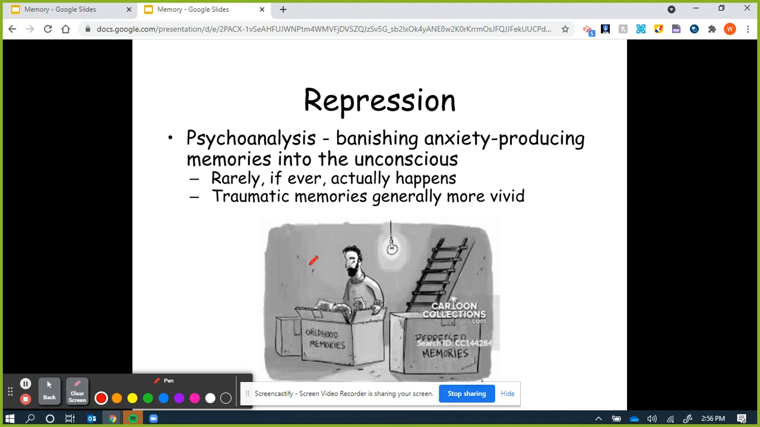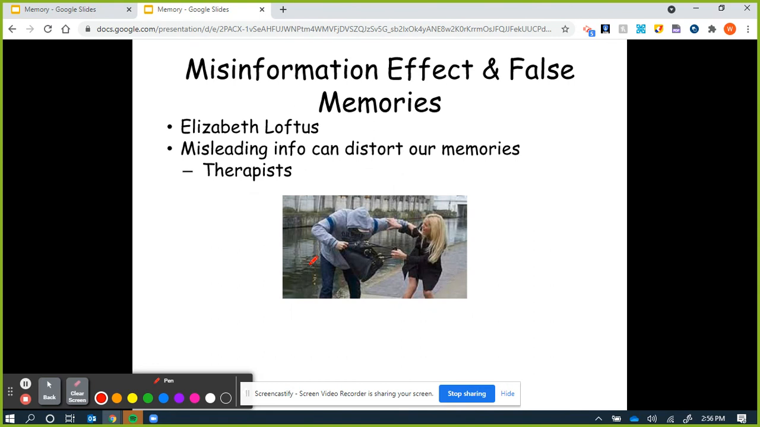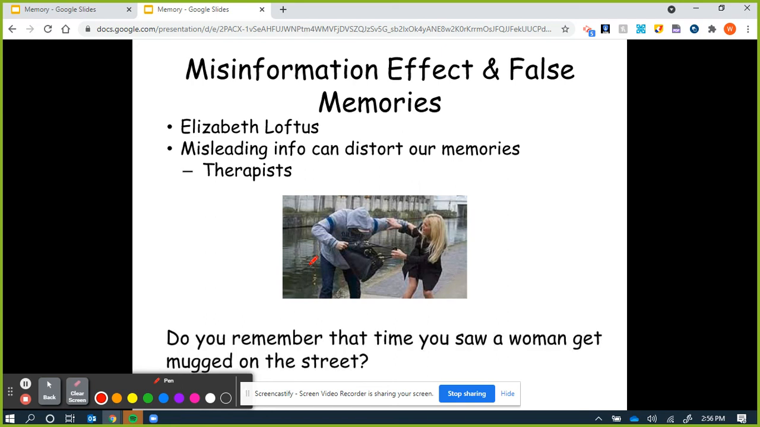All right, we don't need to talk about repression. I think you all know what that is. It's not real, or it's not real in the majority of cases. So, misinformation effect and false memories. Elizabeth Loftus is the name that you need to associate with false memories. What we have learned is that not only do our memories change slightly, they get slightly altered every time we retrieve them and then restore them.